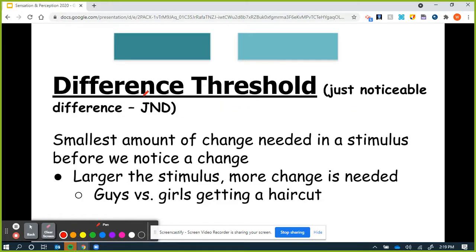All right. Now, not only is there absolute threshold, okay, there is what is called difference threshold, where absolute threshold looks at the minimum stimulation we need to notice something. Difference threshold, or the just noticeable difference, or the JND, is the minimum amount of change in a stimulus that we need to notice that the stimulus has changed.